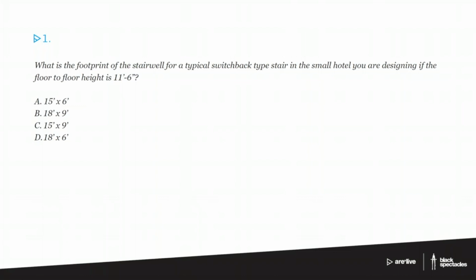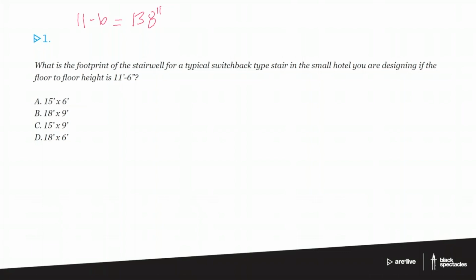First thing I'm going to do is change 11.6 into inches. So that's 138 inches, I believe, just because it's going to make it a little easier for us to analyze. And then we're going to take a quick look at the answers. So A is 15 foot by 6 foot, B is 18 foot by 9 foot, C 15 by 9, and D 18 by 6.